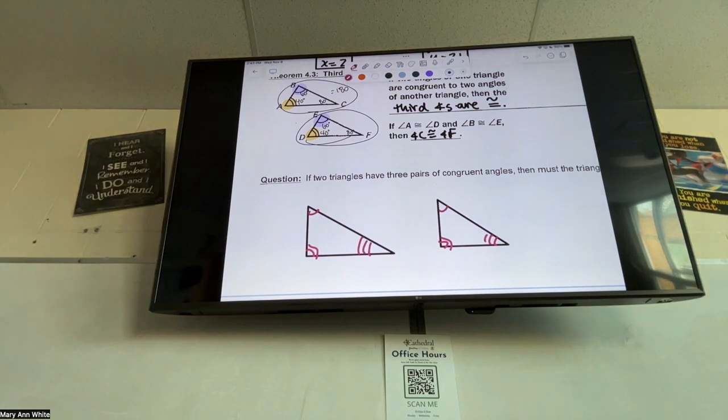We don't know what the numbers are. Okay, yep, I agree with that. Mike, add on to that. The sides, what about the sides? Congruent marks on the sides. We have no congruent marks on the sides.